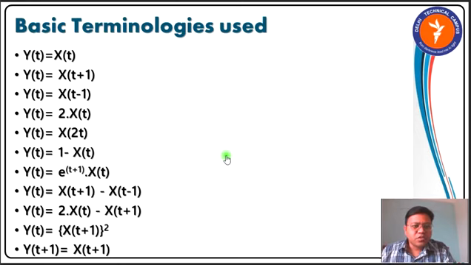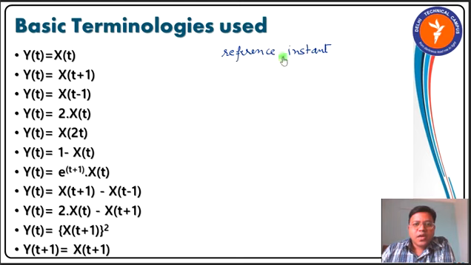But before the classifications, I should discuss some terminologies which would help us in understanding the classification of the systems. Let us discuss the reference instant. The first term we have is reference instant. Reference instant is the time instant at which we are considering the system. Say if I am making some changes into the system at t equal to 0, then t equal to 0 will become our reference instant.